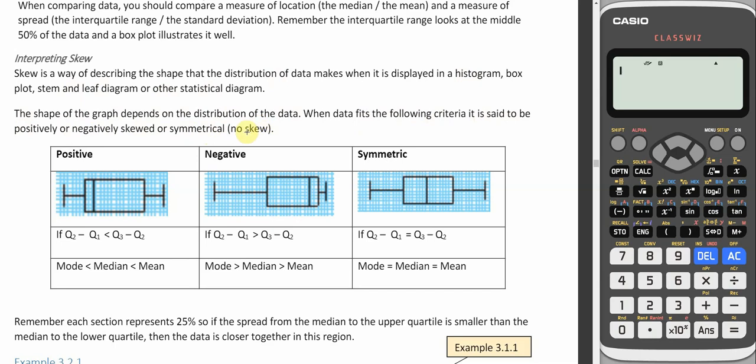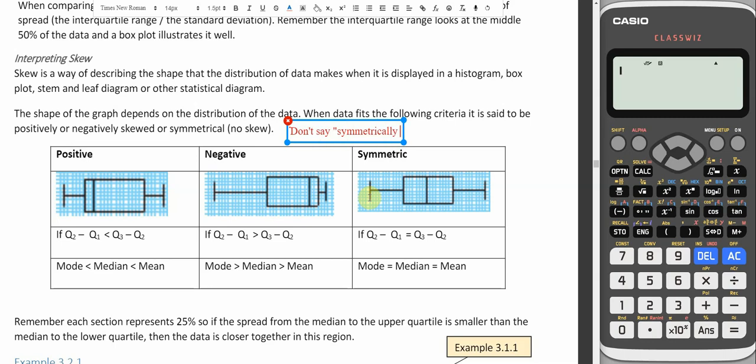Don't say it is symmetrically skewed, because that doesn't make sense. I'm just going to add that into your notes. I recommend you do the same. So don't say symmetrically skewed, because that doesn't make any sense. If it's symmetric, then it doesn't have any skew.